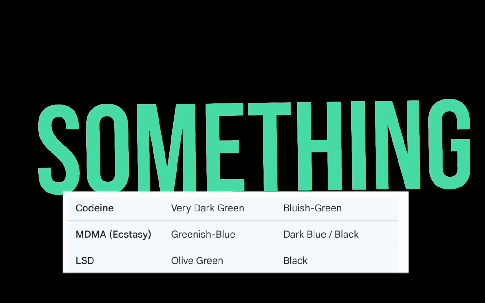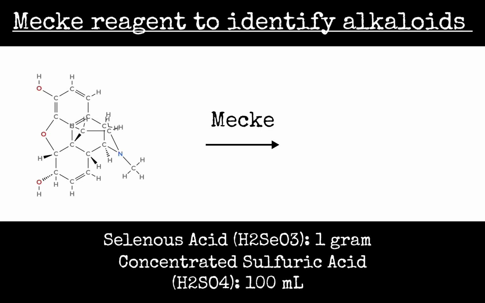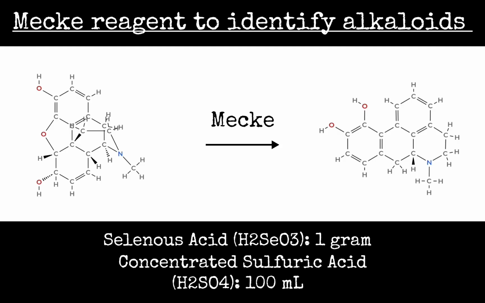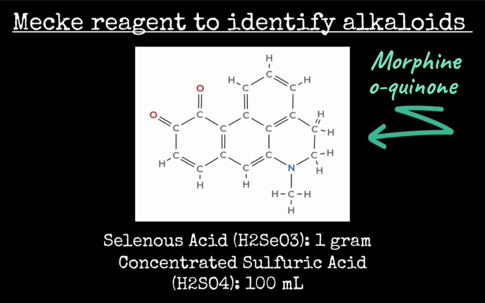Forensic chemists use selenous acid in something called the MEC reagent. This can identify alkaloids in spot tests. It consists of selenous acid and concentrated sulfuric acid. The concentrated sulfuric acid often rearranges the structure of the alkaloid, for example, turning morphine into apomorphine. The selenous acid then oxidizes these new structures into colored compounds called orthoquinones.